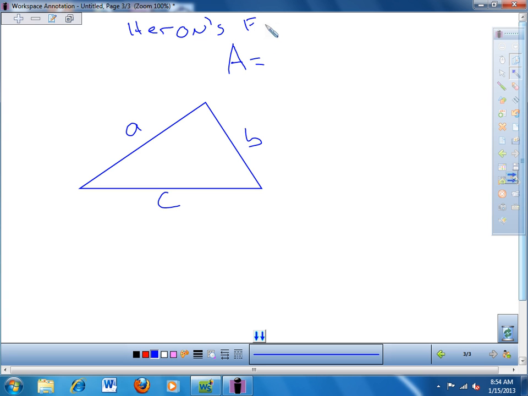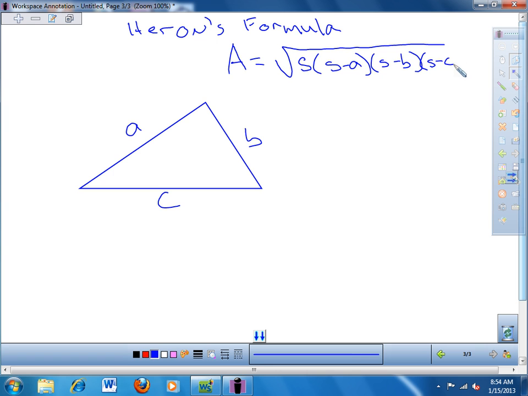This is called Heron's formula. And you may have seen this in geometry. Sometimes your geometry teacher teaches you this. Okay? And that's equal to the square root of s times s minus a times s minus b times s minus c, where s is 1/2 of a plus b plus c. Okay, it's basically 1/2 of the perimeter.